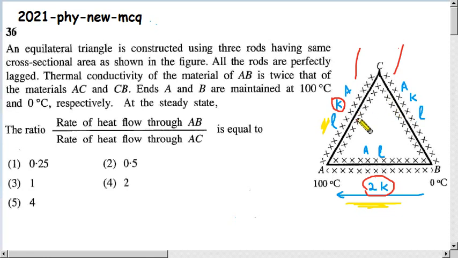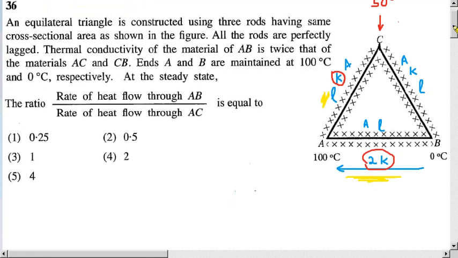So therefore we can consider these two not as two rods, but as a single rod. This point is the middle point of this single rod. So the temperature must be the middle point of this range. That means it must be 50. The temperature at this point must be 50. So using this argument you can decide that the temperature is 50 centigrade.